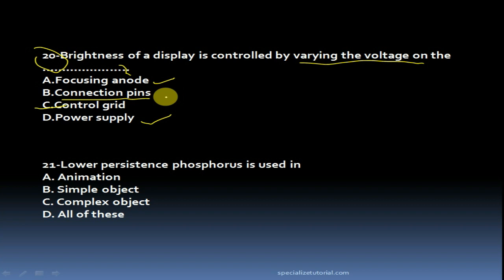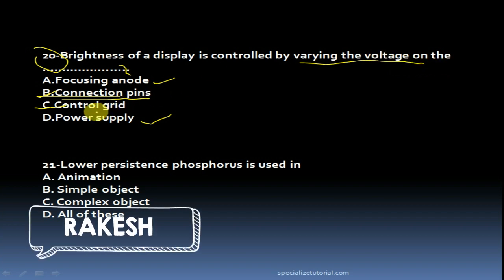Connecting pins are basically anode buttons on the CRT, an opening near the back end of the display screen used to accept the connections, and the cathode in an electron tube, the electrode that is the source of current flow. So it is used to connect the power system. So now move on to the question. Brightness of the display is controlled by varying the voltage on the control grid.